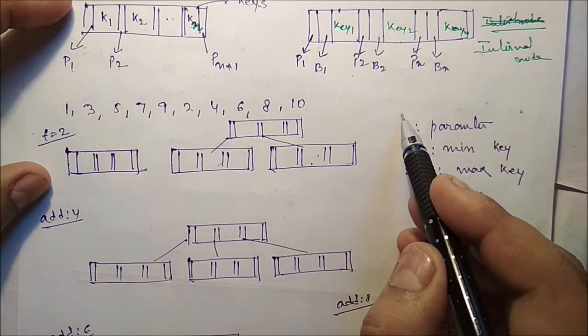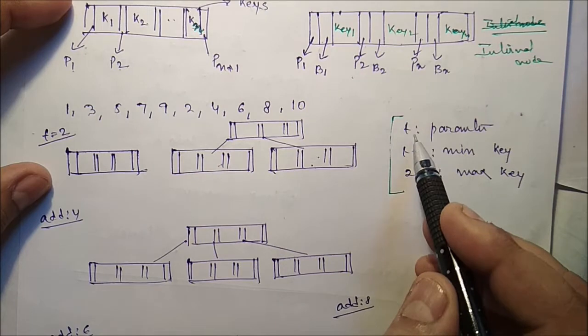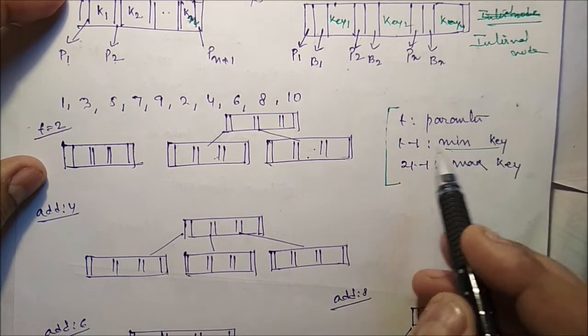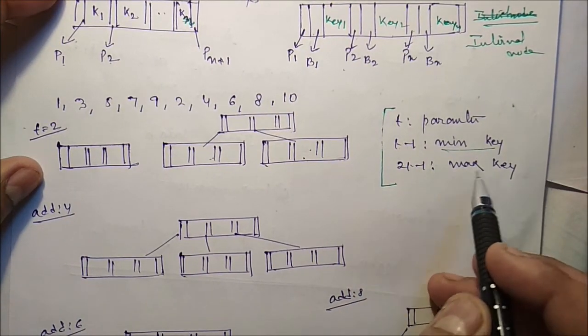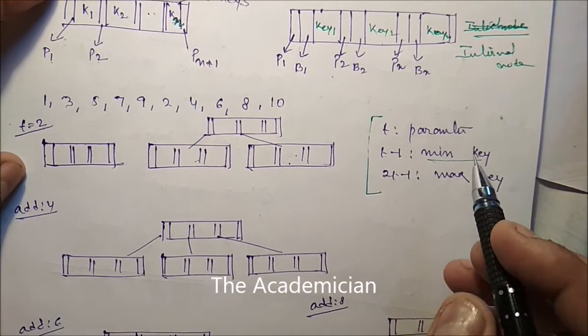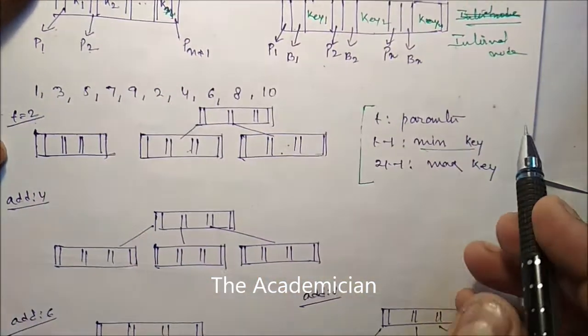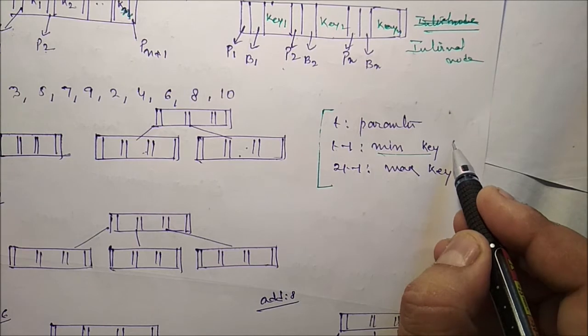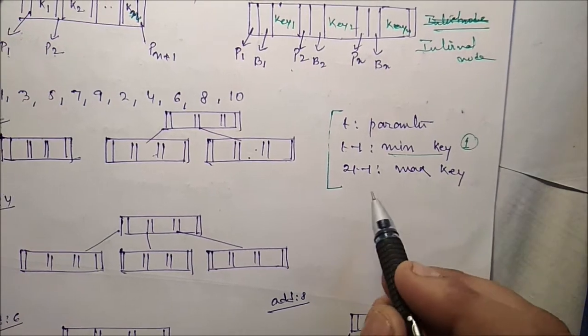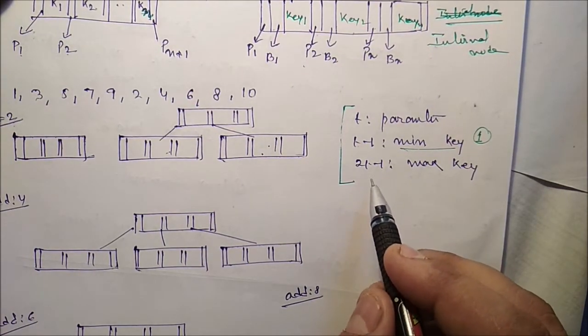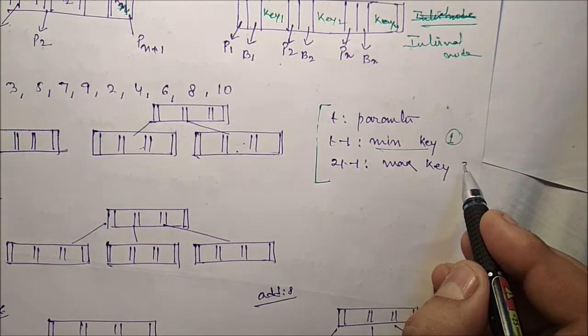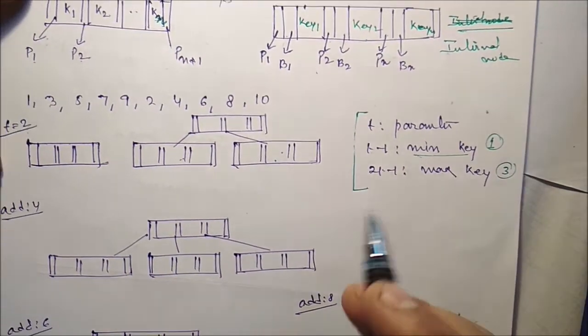Now here you have to maintain this particular property. Say T is a parameter: the minimum number of keys should be T minus 1, and the maximum number of keys should be 2T minus 1. So let T equal 2. That means the minimum is 1 key, and the maximum is 2 into 2, which is 4, minus 1, so 3. So a maximum of 3 is permissible.